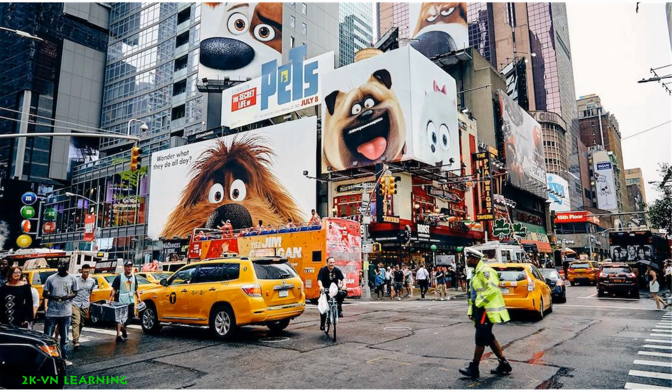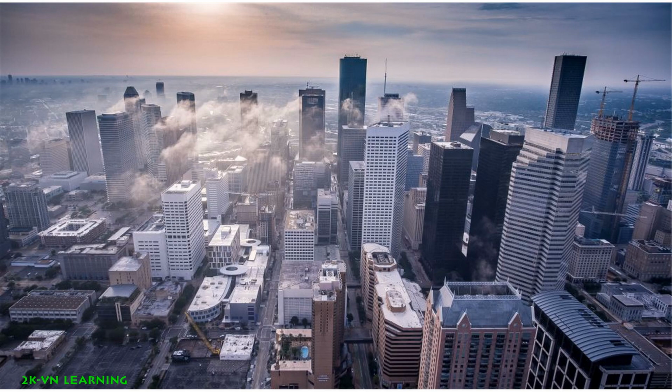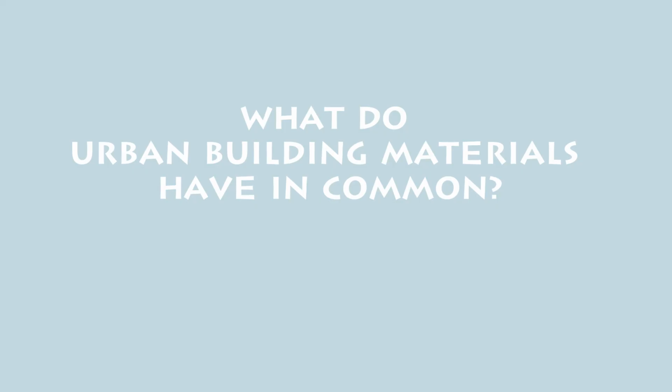When you visit a big city, you won't see many plants. Instead, you'll see sidewalks, streets, parking lots, and tall buildings. These structures are usually made up of materials such as cement, asphalt, brick, glass, steel, and dark roofs. What do urban building materials have in common?